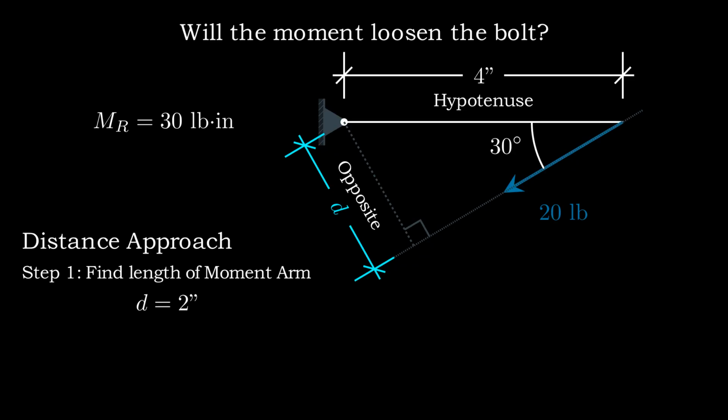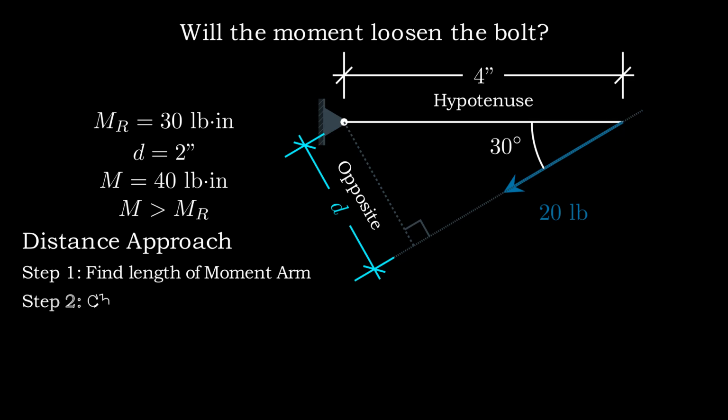Now that we have that, we can multiply the size of our force by the length of the moment arm, and we find the size of our moment to be 40 pound-inches. That's bigger than the 30 pound-inch moment that we'd need to loosen the bolt, so the moment is big enough to do the job. Now we just need to check the direction of the moment.